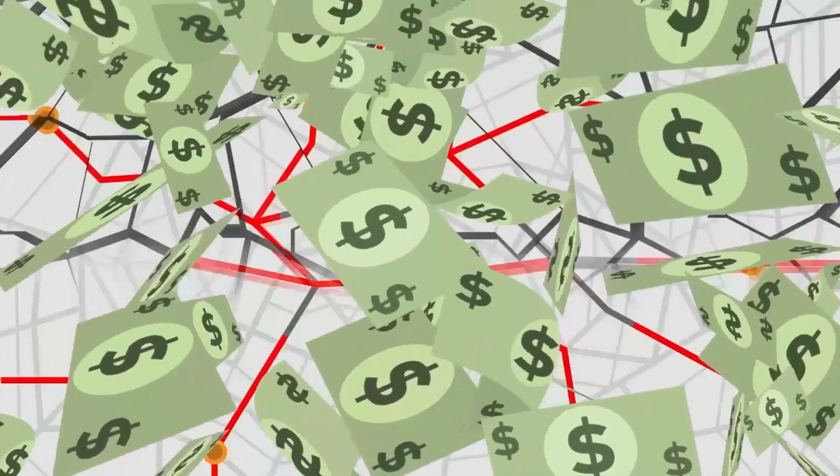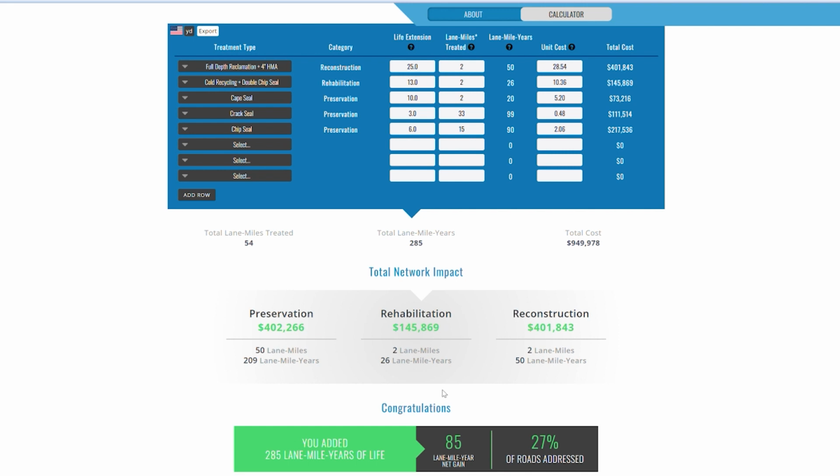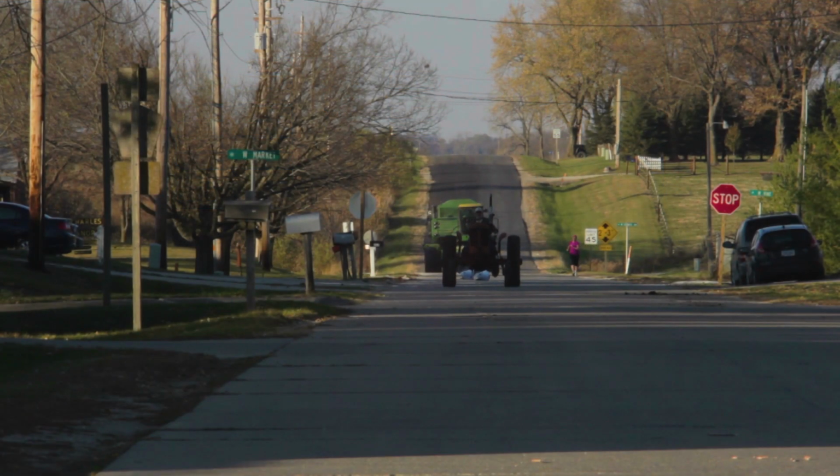But what if we made a few modifications? Let's take the same budget and reallocate it across different treatment types and lane miles. Here, I'm prioritizing recycling and preservation treatments over more costly reconstruction. This allows me to cover more ground and inject more service life with each intervention. With those changes, I'm able to address 54 lane miles, compared to the previous 14, and inject a whopping 285 lane mile years, all using the same budget. Now that's optimization. This year's small surplus of 85 lane mile years will mean a lot to the future of my network. Now, I'm injecting life into my pavements to tip the scales in favor of network level improvements.